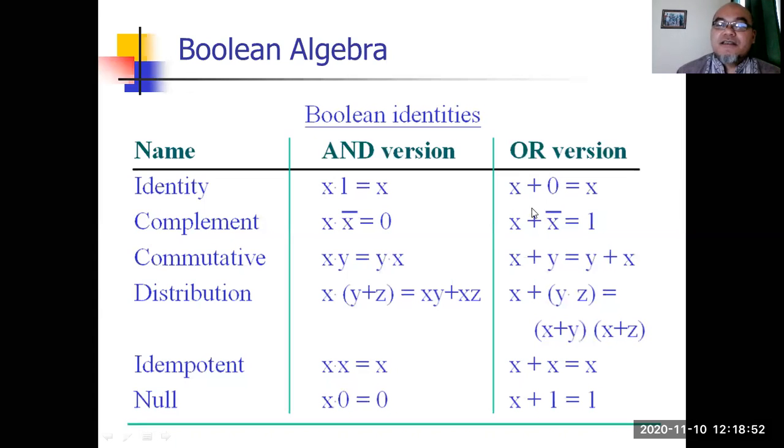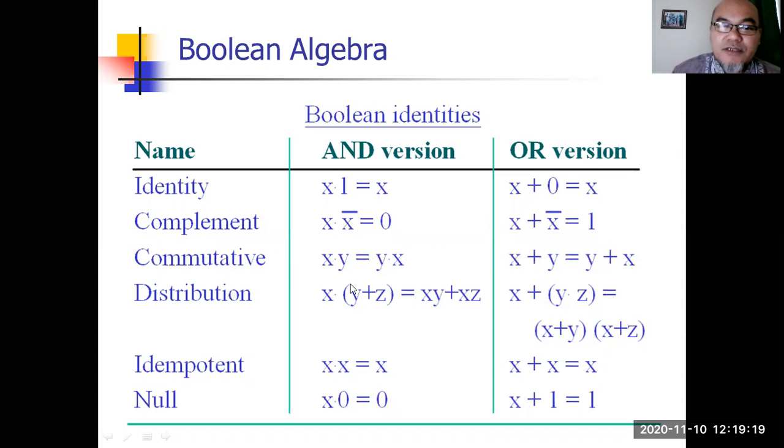In the OR version, the result will be 1. 1 or not 1, or 1 or 0, will equal 1. So always 1. If it is 0, 0 or not 0, or 0 or 1, will equal 1. Commutative is valid for both AND and OR. x and y equals y and x. x or y also equals y or x.